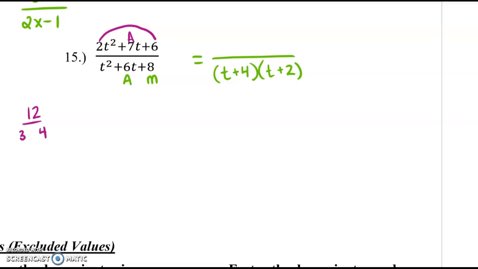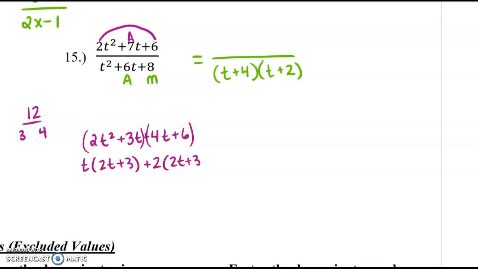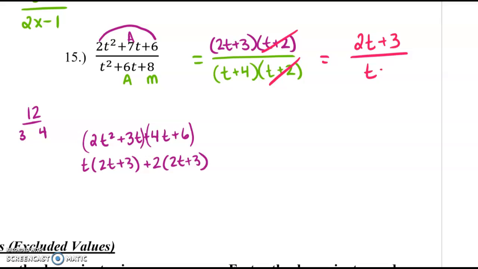Positive 3 and positive 4, so I'm going to put that inside. So 3t plus 4t plus 6, and then factor by grouping. Pull out a t, 2t plus 3. Pull out a 2, 2t plus 3. So this factors into 2t plus 3 and t plus 2. And then you can see what cancels. It's the t plus 2. So you're left with 2t plus 3 over t plus 4.